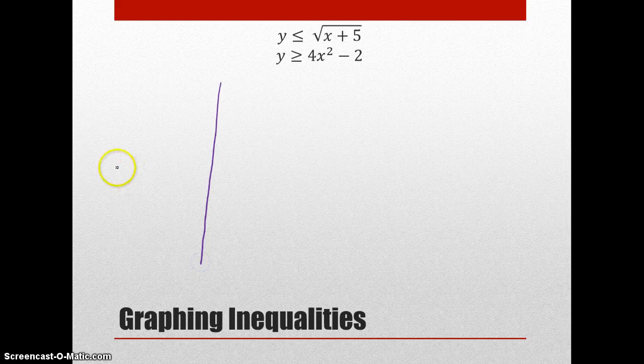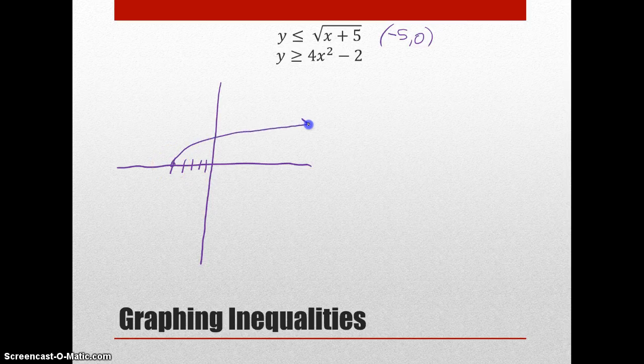So if we come to our graph, the square root of x plus 5. Our h value here is negative 5, which means our starting point is negative 5, 0. And we're not stretching or compressing. So we'll go to negative 5 and put a point at negative 5, 0. And then our graph is going to go up somewhat like that. Alright, now I use a solid line because of this less than or equal to.